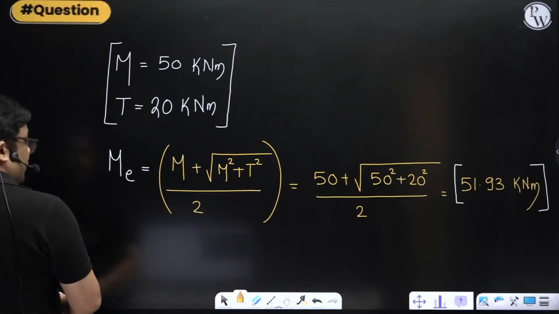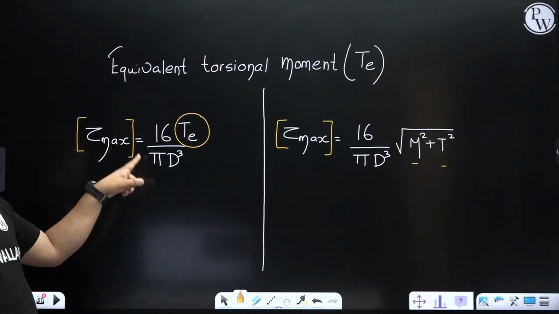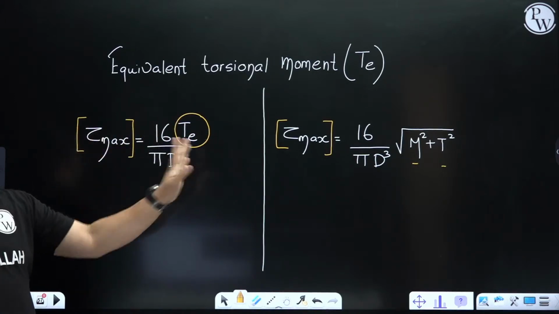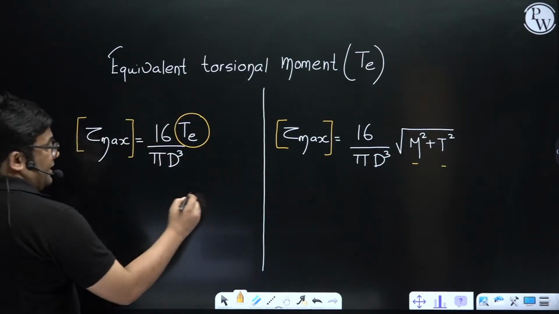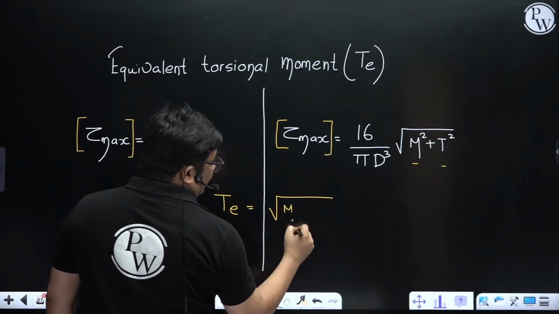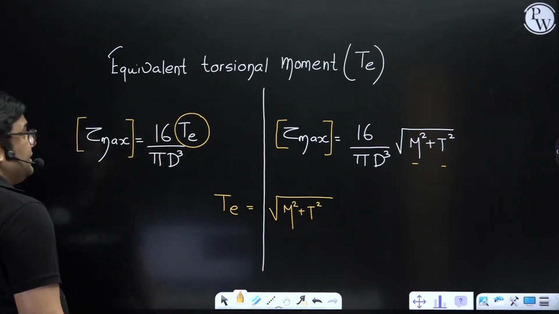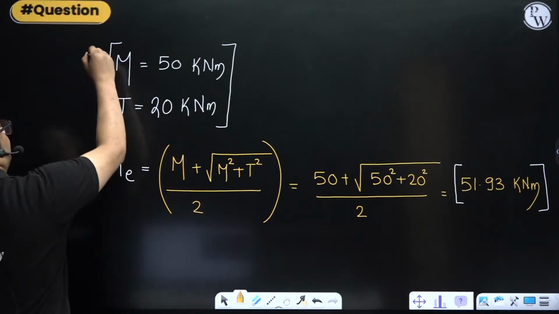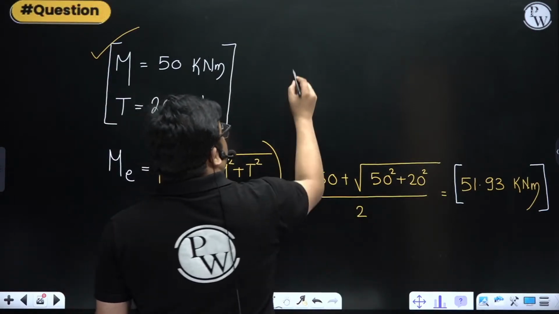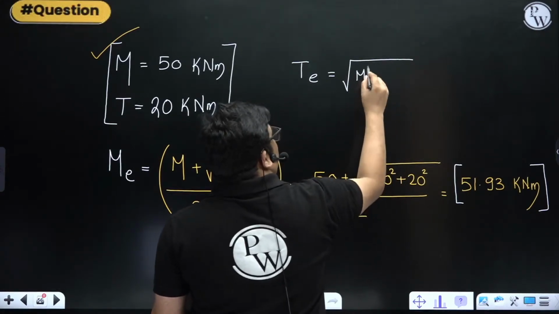But your equivalent torsional moment is that torsional moment when applied alone, it produces what? Same maximum shear stress. So from here, can I say, comparing, TE is equal to nothing but root under what? M square plus T square. So that means here in this question, it was equivalent bending moment. If I ask you equivalent torsional moment, what is this? It is nothing but simply root under M square plus T square.